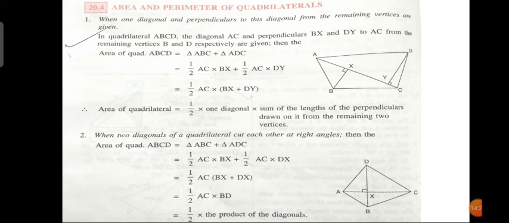Yes, that is the equation which is important. Area of a quadrilateral is half into one diagonal into the sum of the lengths of the perpendiculars drawn on it from the remaining two vertices. Okay, you have to multiply half into that diagonal's length and the sum of the lengths of the perpendiculars drawn on it from the remaining two vertices. That is the first case.